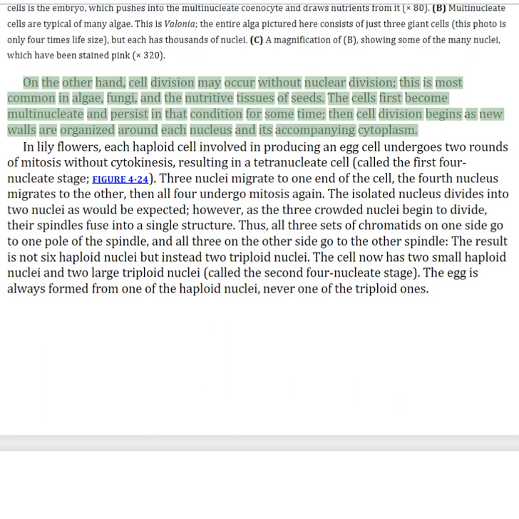On the other hand, cell division may occur without nuclear division. This is most common in algae, fungi, and the nutritive tissues of seeds. The cells first become multinucleate and persist in that condition for some time, then cell division begins as new walls are organized around each nucleus and its accompanying cytoplasm.